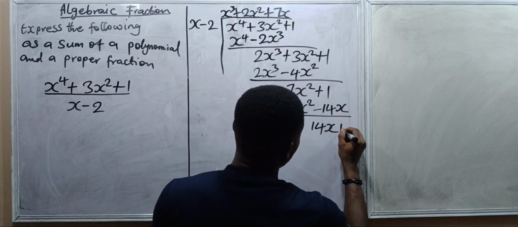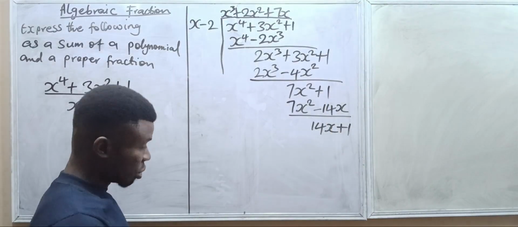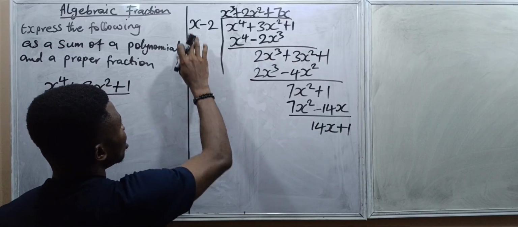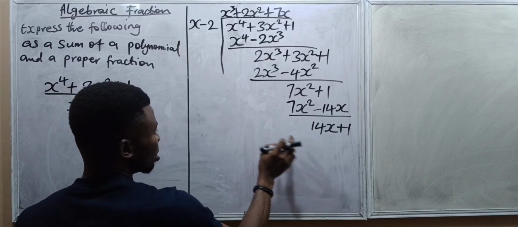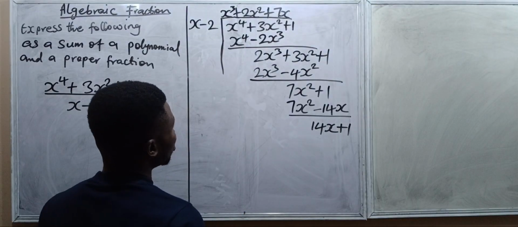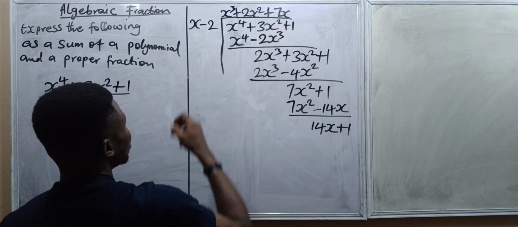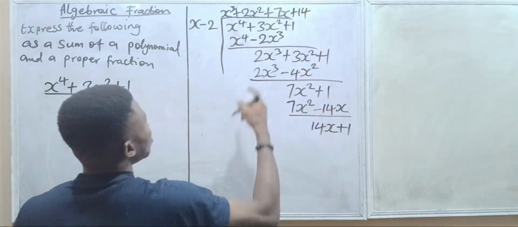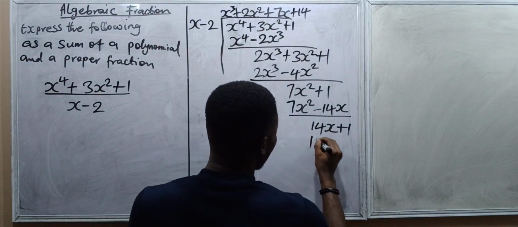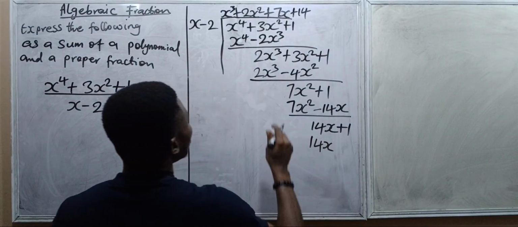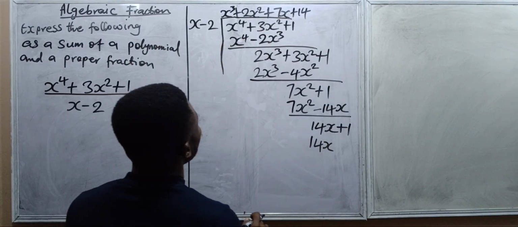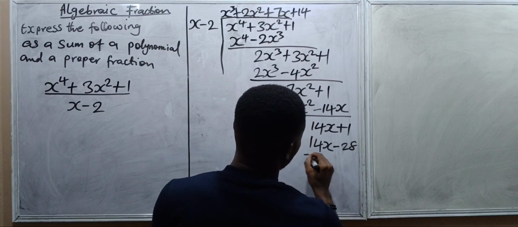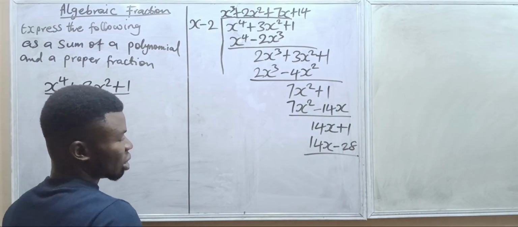14x plus 1, right? Now we still need to go again, because if you look at this, we can get something that when we multiply this gives us this. And what is that? Plus 14. If you multiply 14 times x, it gives us 14x. So we have plus 14. So 14 times x gives us 14x. And then 14 times minus 2 gives us minus 28. And then we subtract.